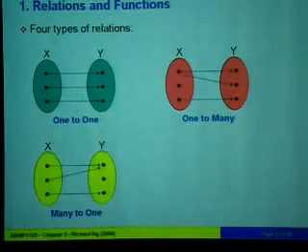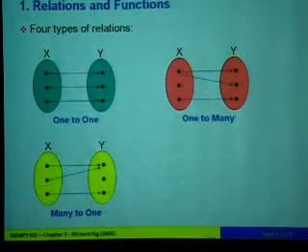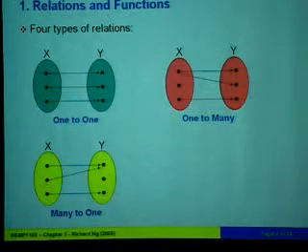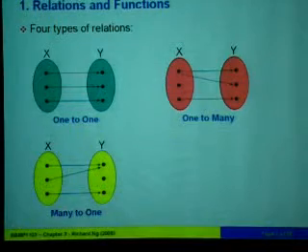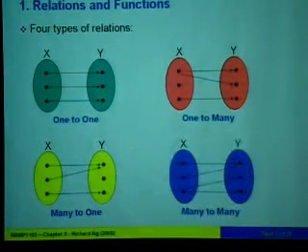In the third example, on the left hand side, there are 2 elements with only one output. So whenever you see 2 or more elements, 2 or more inputs producing one output, then we say this kind of relationship is many to one.